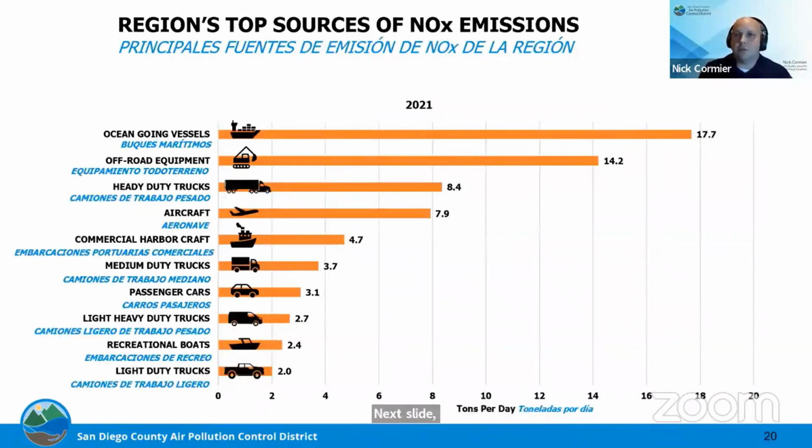This chart and the one on the following slide show the top 10 sources of ozone precursor emissions in San Diego County. Recent scientific modeling has demonstrated that NOx emissions are the key driver of regional ozone pollution formation, and mobile sources generate over 90% of regional NOx emissions. All of the region's top sources of NOx are mobile sources, including ships, off-road equipment, heavy-duty trucks, aircraft, and passenger vehicles. All of these sources are regulated at the state and federal levels by CARB and EPA. Next slide, please.